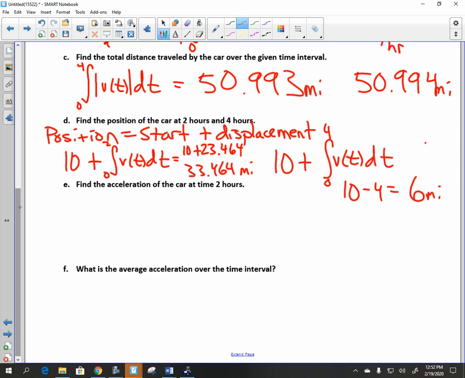So I got an idea. Let's do one question, which is going to be the easiest question that you're going to see, and then we'll do one more that's more difficult. This one, letter E, is so simple. It says find the acceleration of the car at time 2 hours. Well, you tell me, how do I determine acceleration?